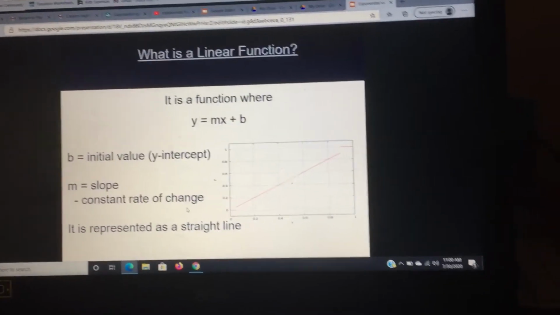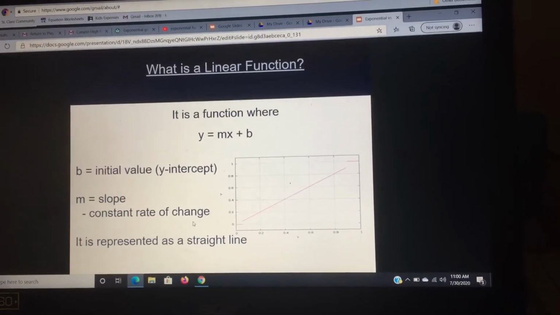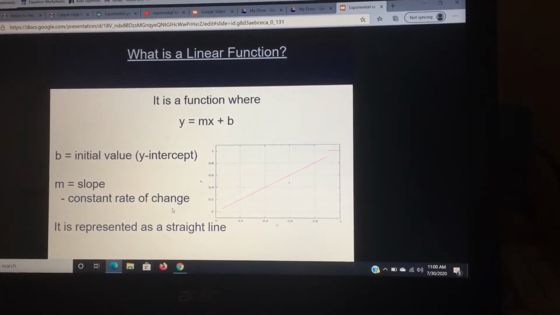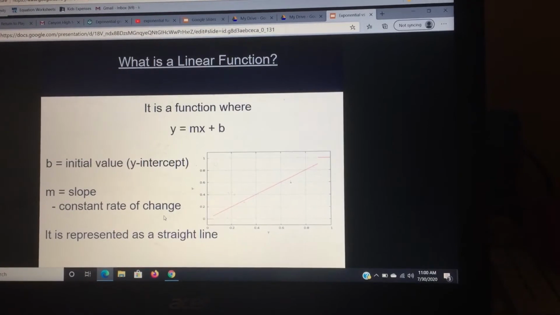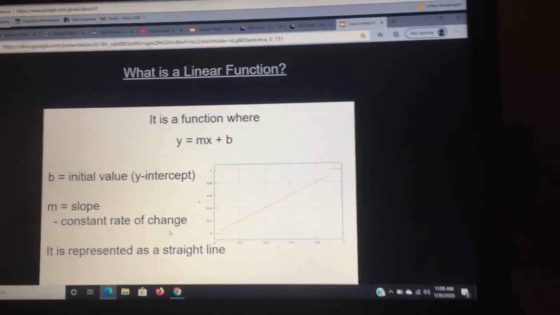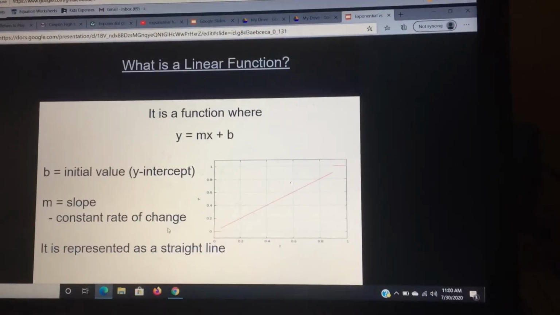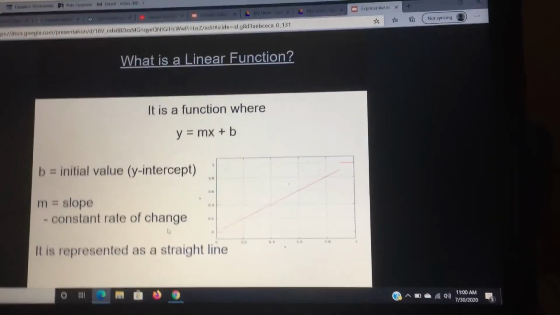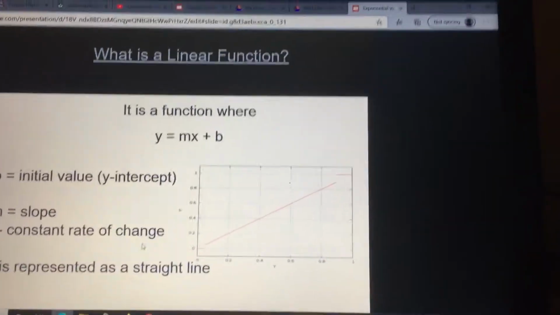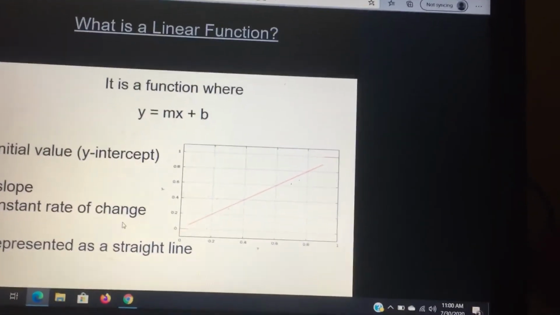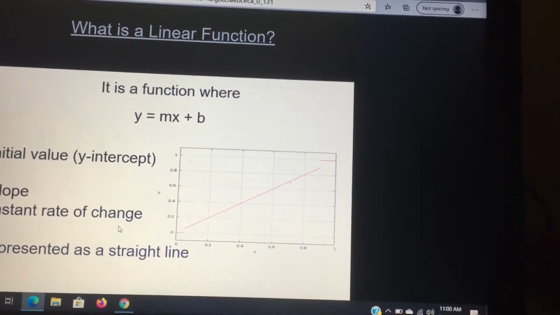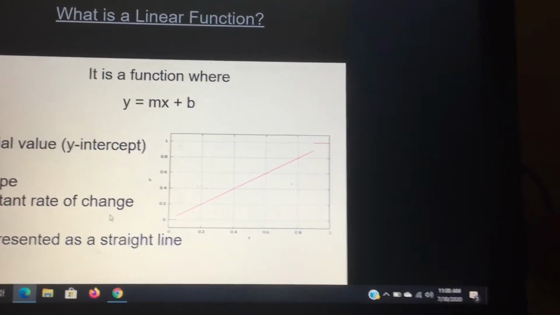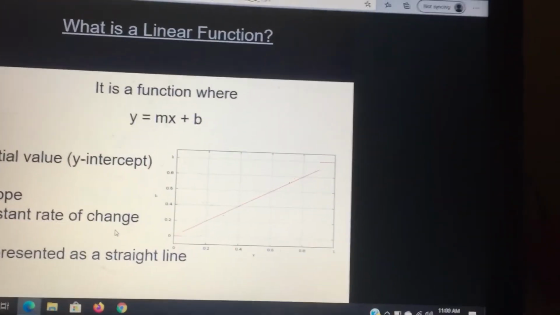A linear function is an equation of a line, it's the shape of a line, where b equals the initial value, the y-intercept, m equals the slope, or the constant rate of change, and as I said, it's represented as a straight line, which is why we have our y-intercept form, or our equation of a line. Any questions so far?